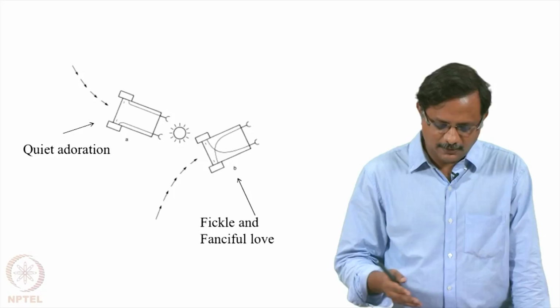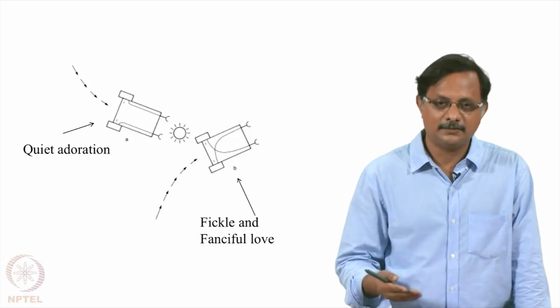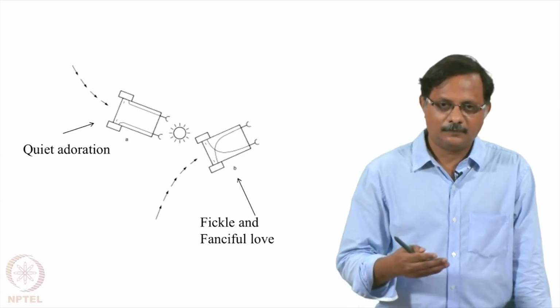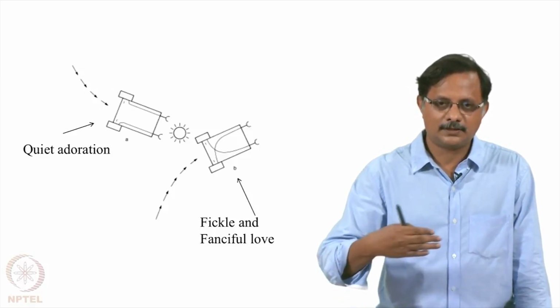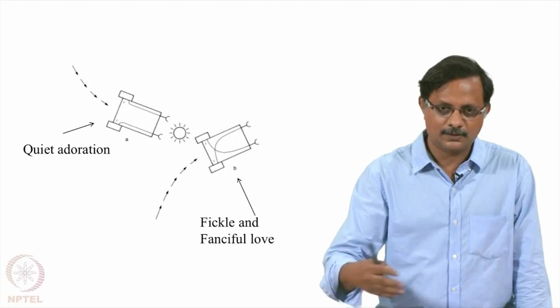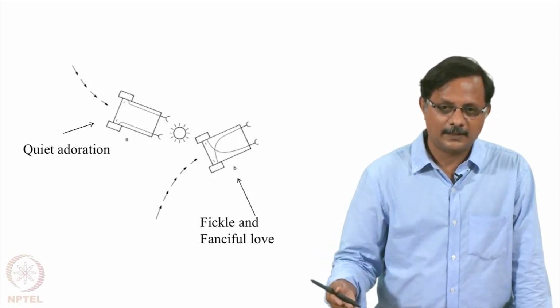He says that the vehicle on the left, that is vehicle A, displays a kind of quiet adoration of the light source, because wherever it is, it moves towards the light source and gently approaches it and stops there when it comes very close, and just sits there close to the light source as though it is adoring that light source.